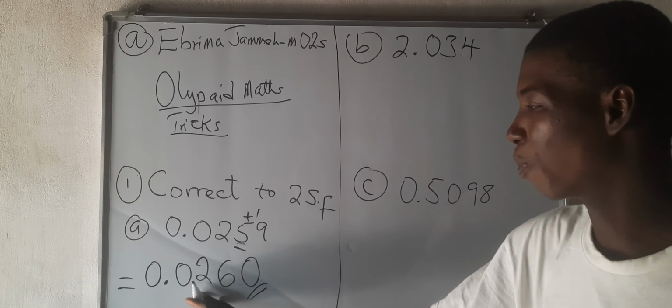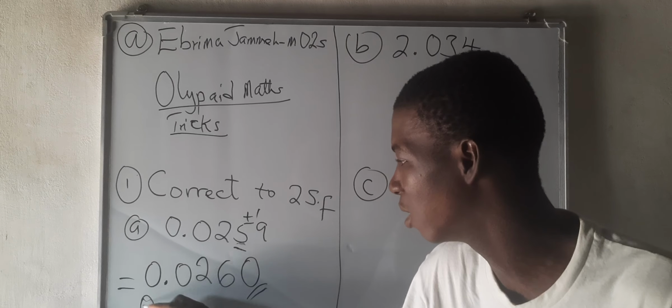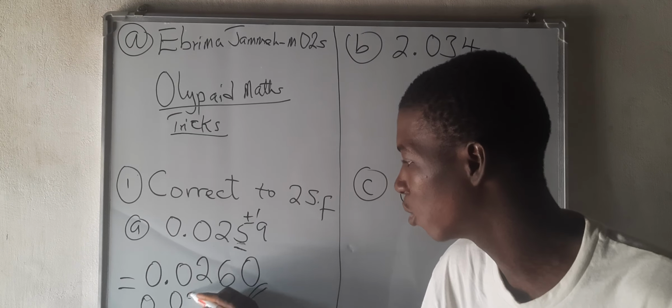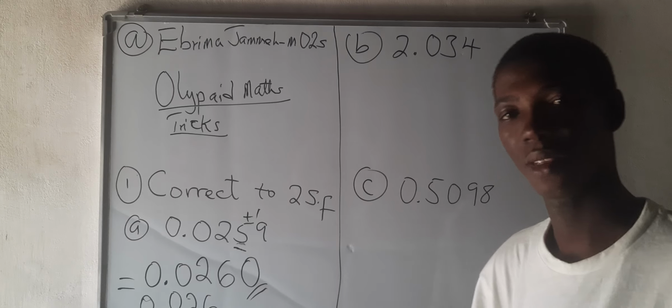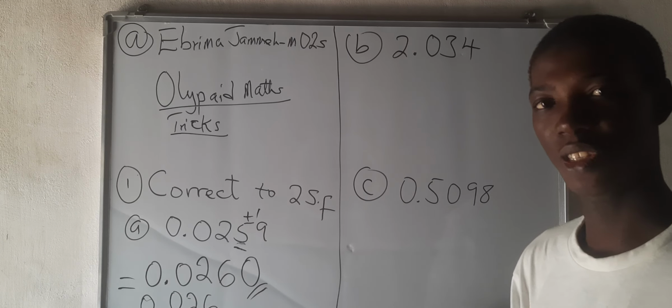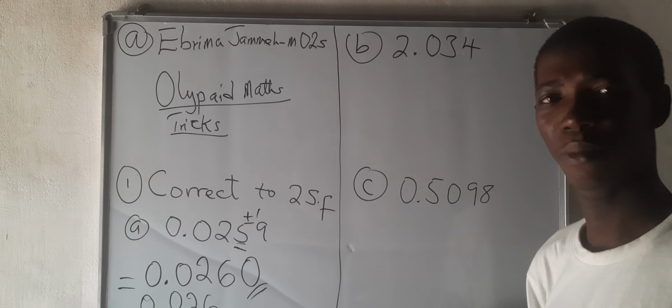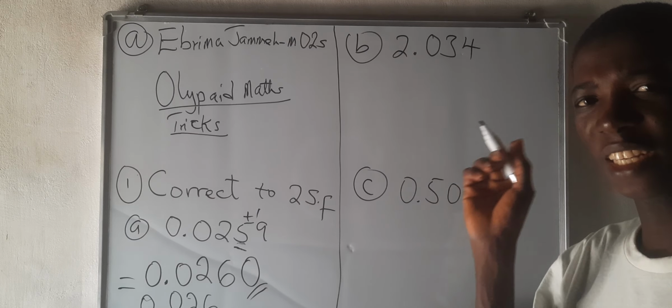So now we have 0.260. This is still the same as 0.026. So if you want, you can stop here. It's still the same thing. Now we move to question letter B. It is also an interesting part.